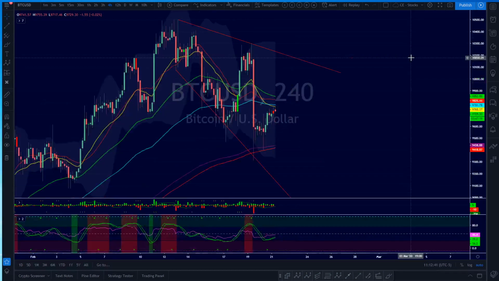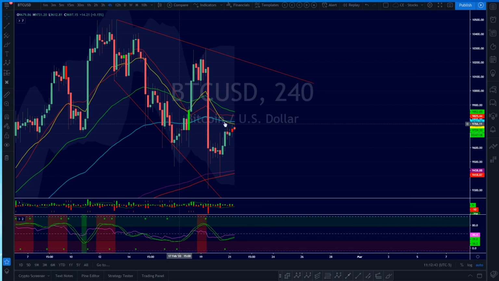On the 4-hour time frame, just to put things into perspective, the 21 exponential crossed below the 100 exponential. We are trading below the 21 exponential on a 4-hour time frame, and we're also obviously trading below the 55 and the 20 simple moving average. So just keep an eye on these levels here.